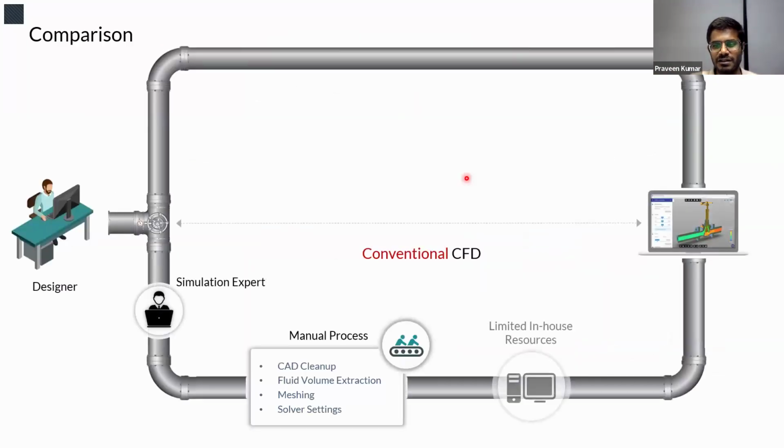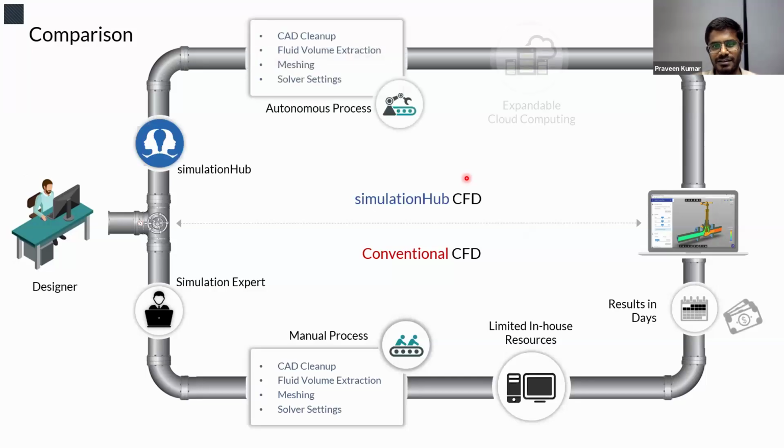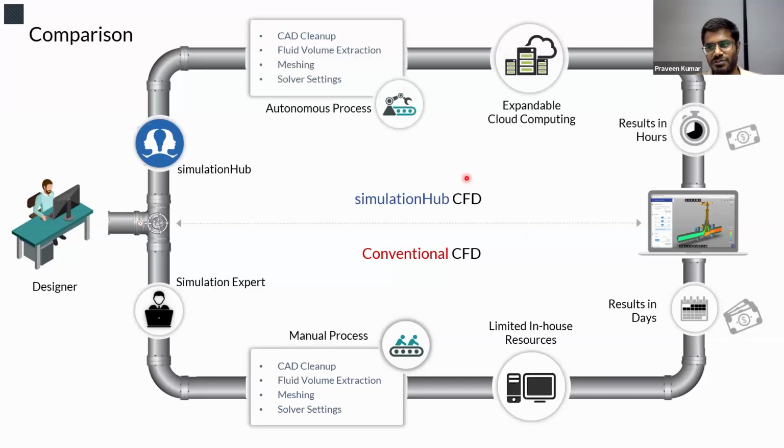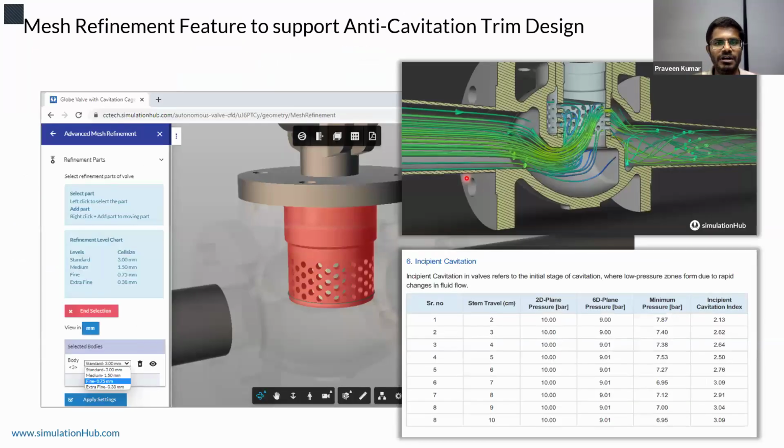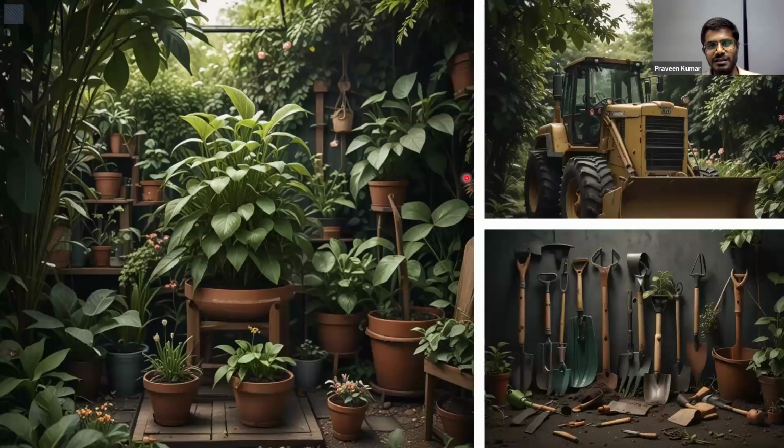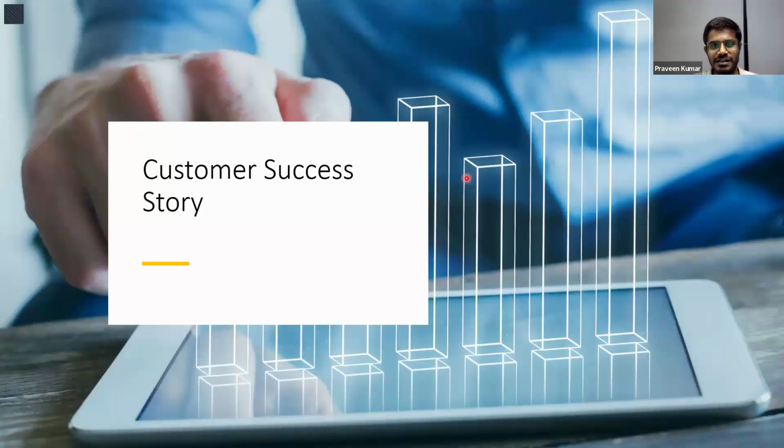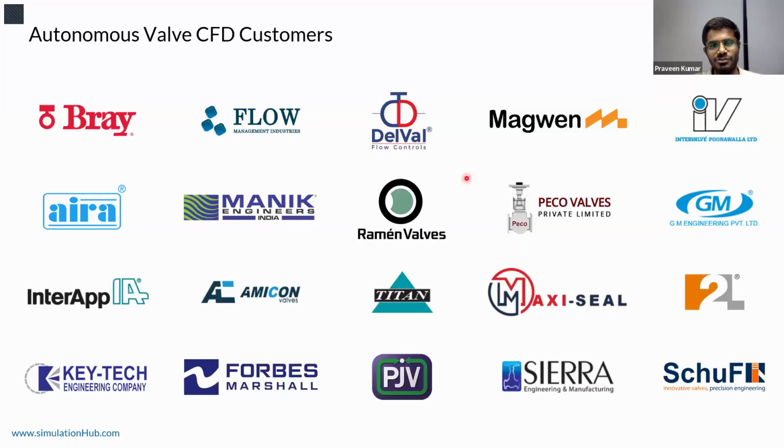So it's a small comparison. I'll just accelerate it: manual versus autonomous process, how much time it takes, and so on. And then this we have already seen. This is the customer success story. These are our customers across the globe who are currently using the application and benefiting from our solution. Recently we had a customer win, Flowtite, a US-based company, and many more in the pipeline.